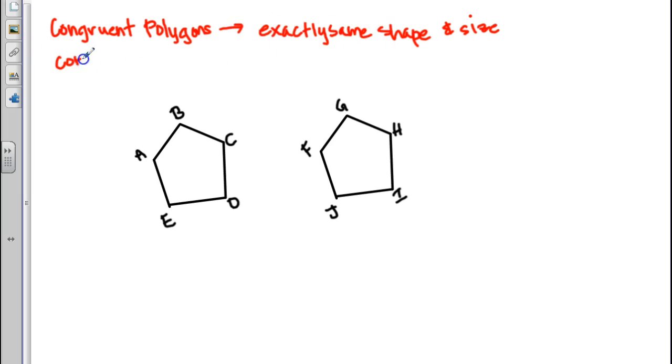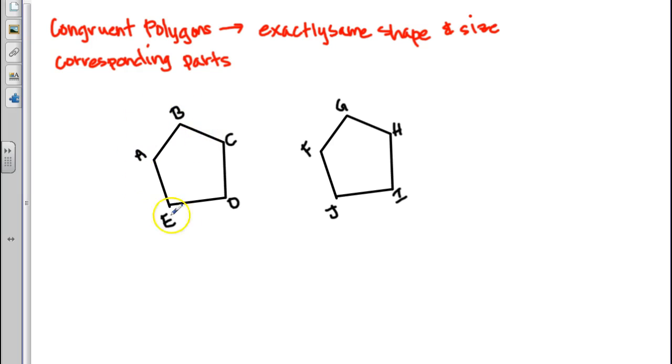And corresponding parts, so parts that are related from one shape to the other, or they're in the same spot. Remember, with parallel lines cut by a transversal, we had corresponding angles. They were in exactly the same spot. This is true with corresponding parts. They're in exactly the same spot.